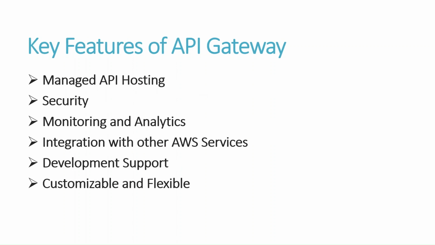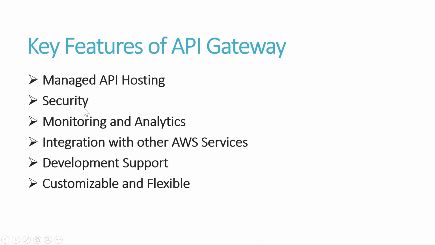Now let's see the key features of API Gateway. Firstly, managed API hosting. So no need to worry about setting up or managing servers for your APIs. So AWS API Gateway will take care of everything. So your APIs are always up and running. So it's like renting a fully furnished house. So you just move in and use it.